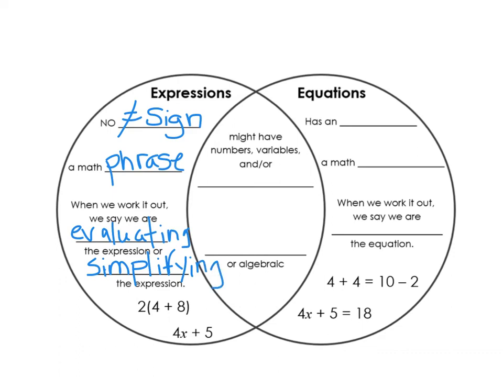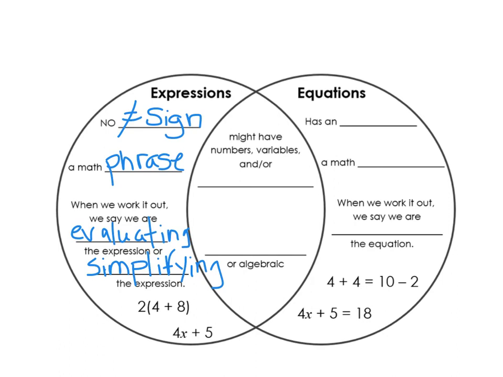And here are some examples of expression. If you notice here, the expression, it says 4 plus 8, and then we multiply it by 2. But there is no equal sign here. That's the main thing, no equal sign. Here's another example of expression. We have 4x plus 5. Notice there is no equal sign.